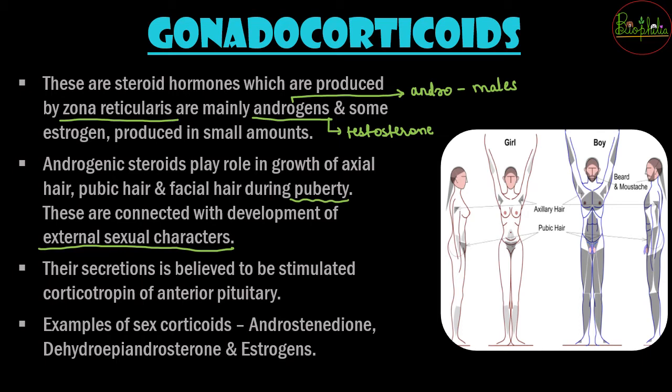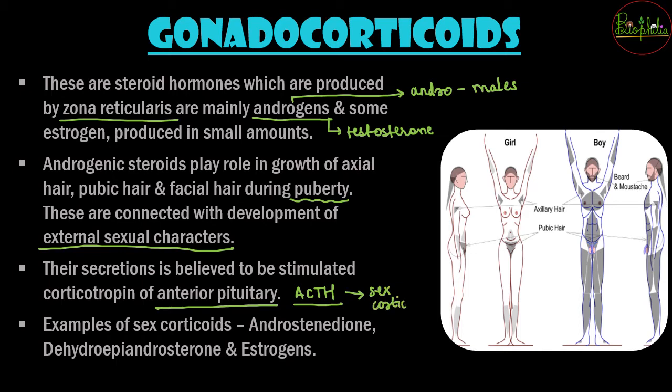And who will regulate the secretion of these gonadocorticoids? Because these are things that need to be regulated by something. So how will its regulation and coordination happen? It will be because of a hormone that is released from the anterior pituitary, called adrenocorticotropic hormone, that is ACTH. Once ACTH is released, it stimulates the zona reticularis. Then only there will be secretion of these hormones that are called steroid or sex corticoids.